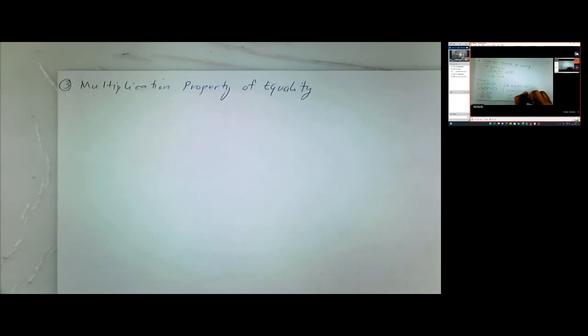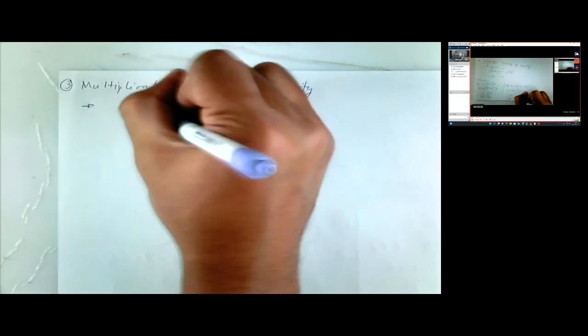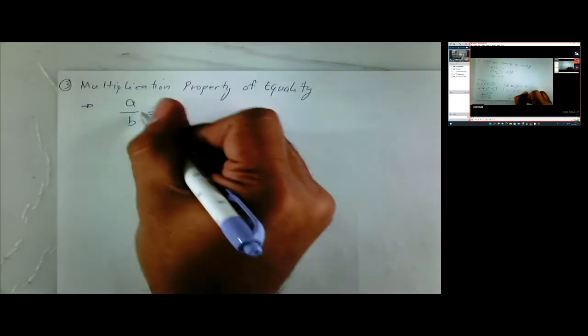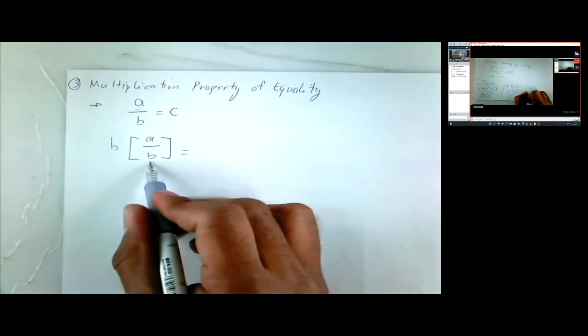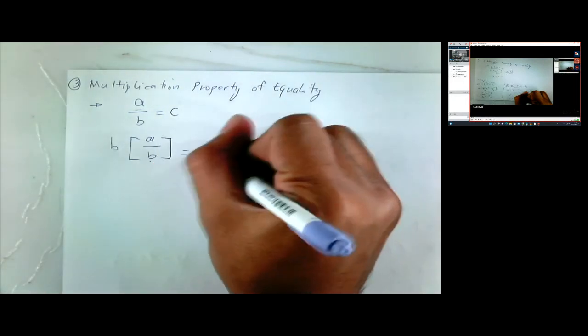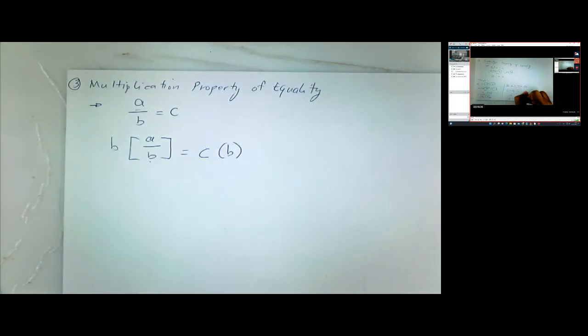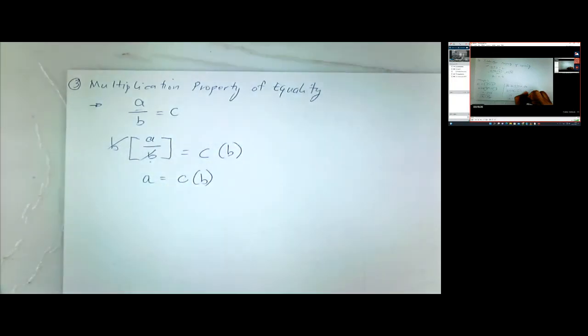Okay, if you understand, let's proceed with the number 3 property, the multiplication property of equality. The multiplication property of equality states that if you have A over B is equal to C and you want to solve for A, what you need to do is to multiply both sides by the denominator, which is B. If you multiply the left side by B, you also need to multiply the right side by B. And so you will have A is equal to C times B.